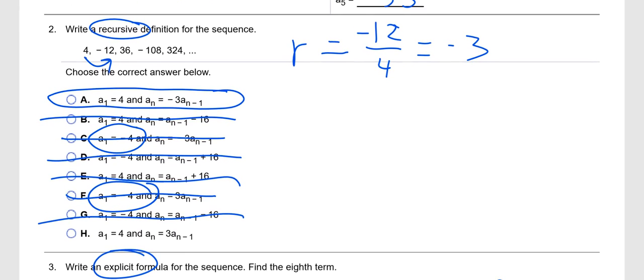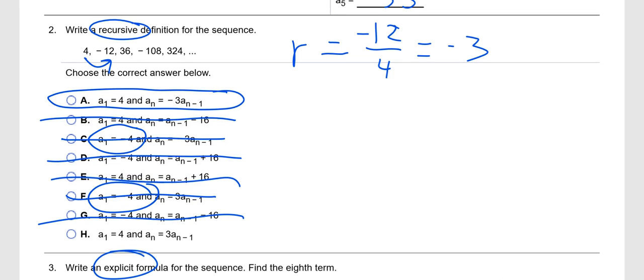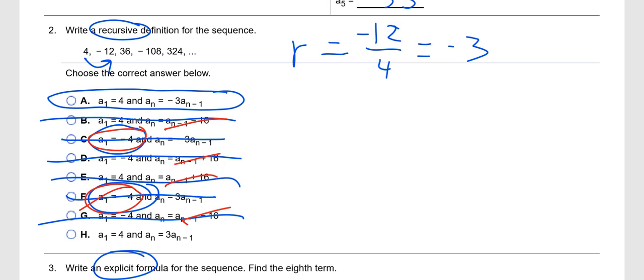Question 2 is recursive. We can see that you're multiplying by -3, so there's no way it could be the adding or subtracting ones. So we can get rid of all those choices. Then you can see these have the wrong starting value, so you can get rid of those choices. So it was really down to A or H, and the one with the correct starting place and the correct multiplier of -3 was letter A.